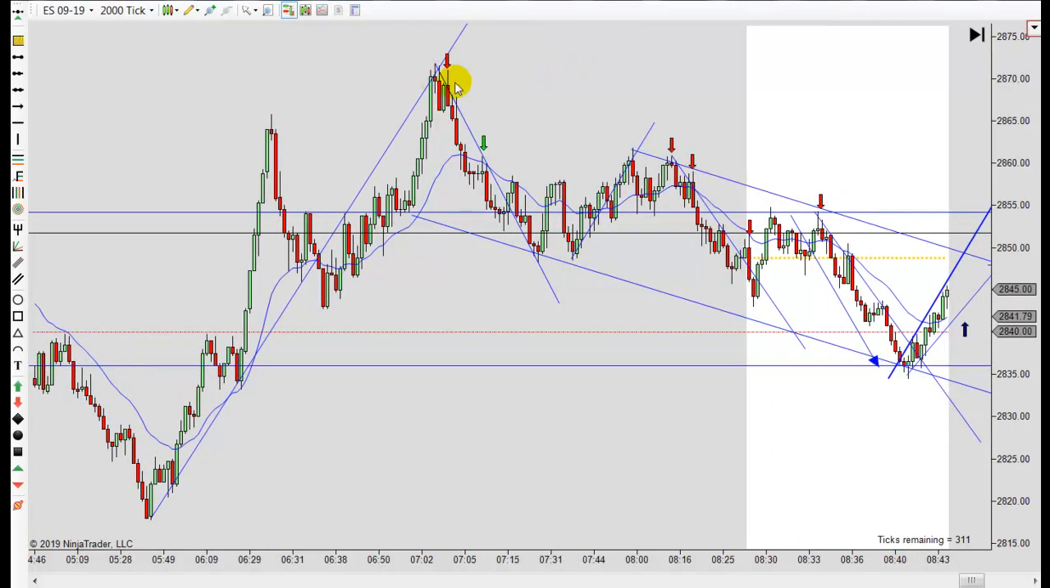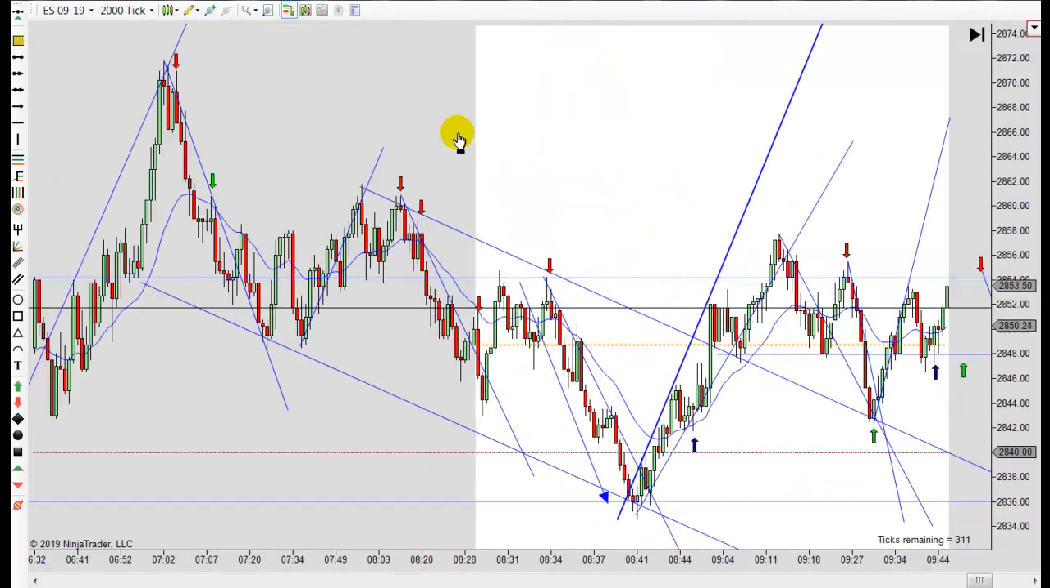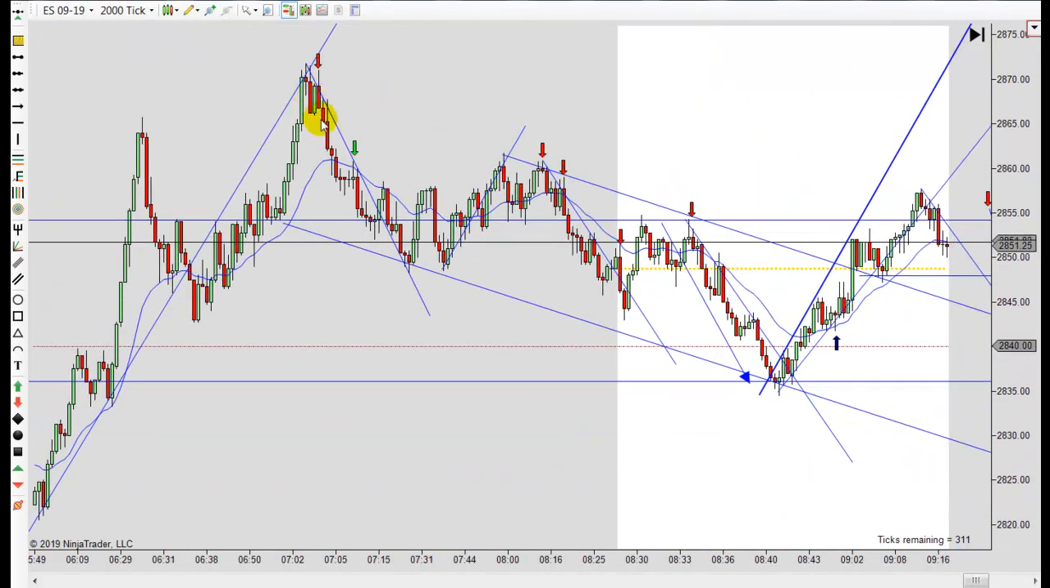This is a great place to enter, and this could be the high of the day, and I think it probably was real close if it wasn't the high of the day. And that's a quick, easy move. If you catch that one trade, you catch a runner, and you probably ride this thing all the way down.